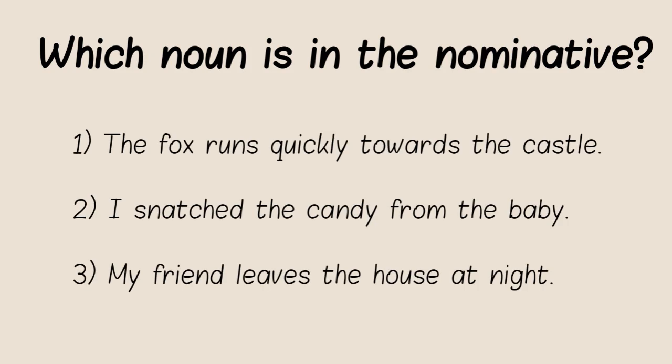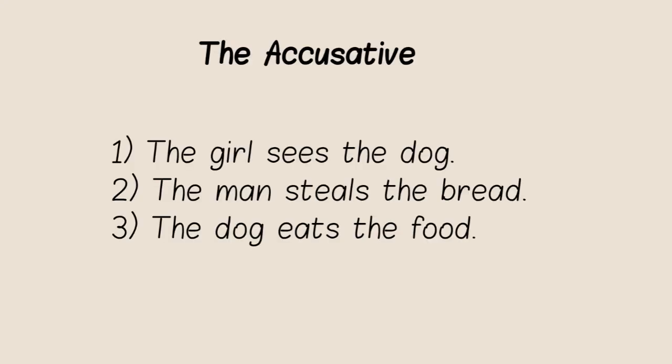And English helpfully tends to put the nominative noun at the beginning of the sentence, but Latin doesn't do that. So I'm going to give you some sentences here and just pause the video and quickly find out which ones are the nominative. Okay, so here we have the fox is in the nominative because the fox is doing the action of running. Here we have I is the nominative. This is actually a bit of a trick because it's a pronoun and pronouns stand in for nouns, but I is the nominative. And here my friend is in the nominative because my friend is the one doing the action of leaving.